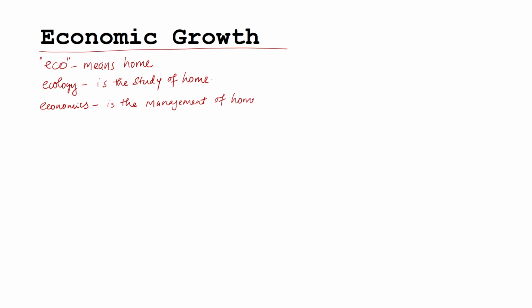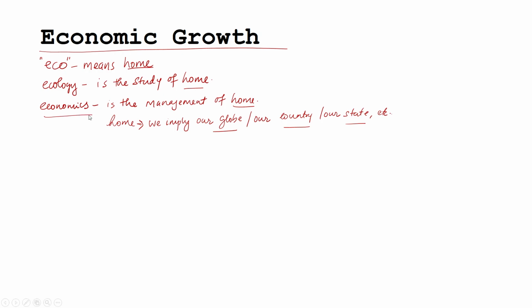By home, when we use the word home, what is this home? We imply our globe or our country or our state, etc. So, when we talk in the economics sense, this means the home is our globe or country or state, and the economics aspect of it is the management of home. So, when we say economic growth, how do you grow your home? How do you grow your country? How do you grow your state? How do you grow the world?